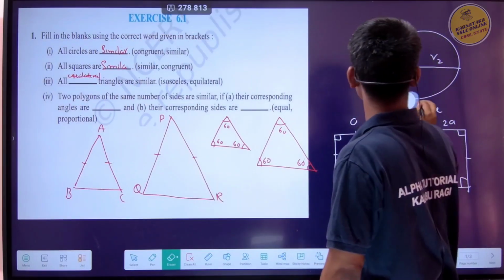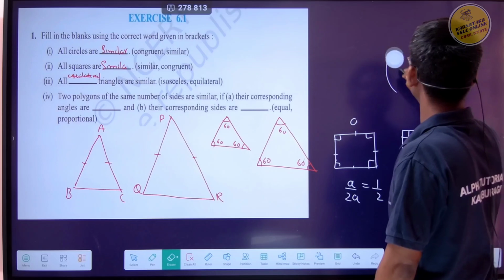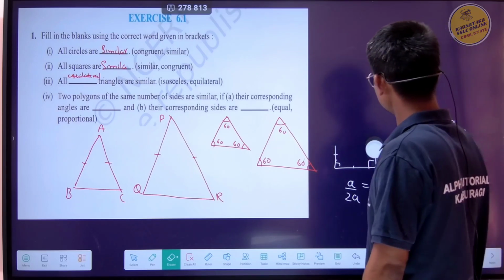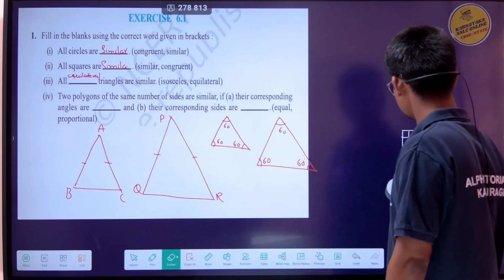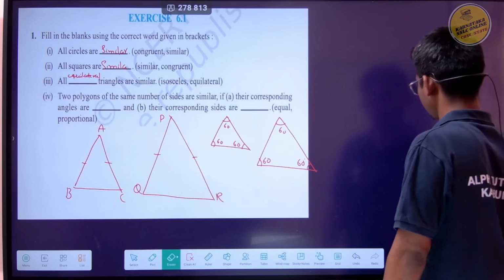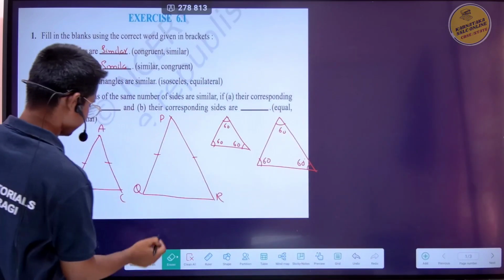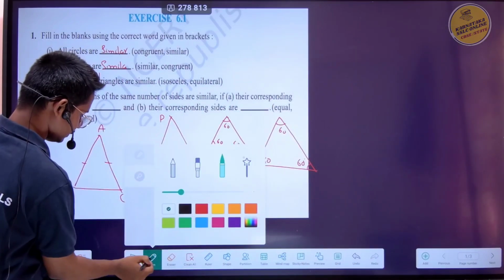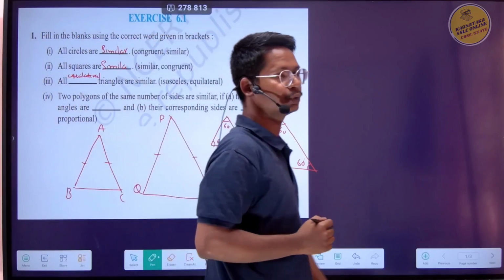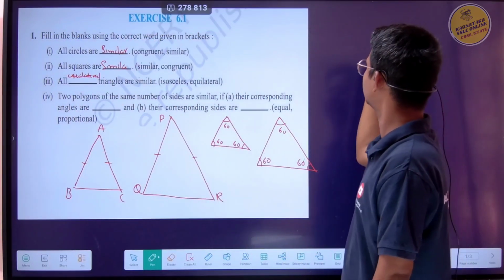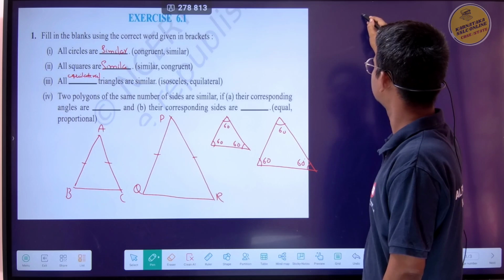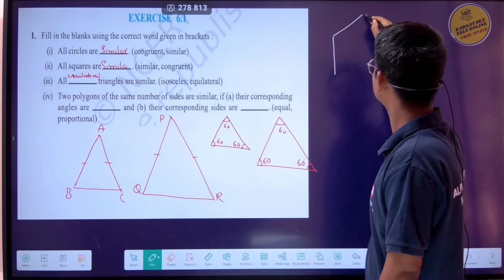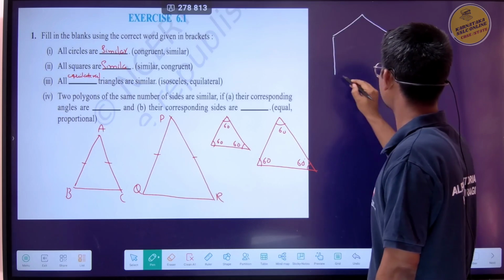So two polygons are said to be similar if the corresponding angles are equal. How that works, we'll see here. They are saying two polygons. Let me take two polygons as pentagons. I'll take a regular pentagon.